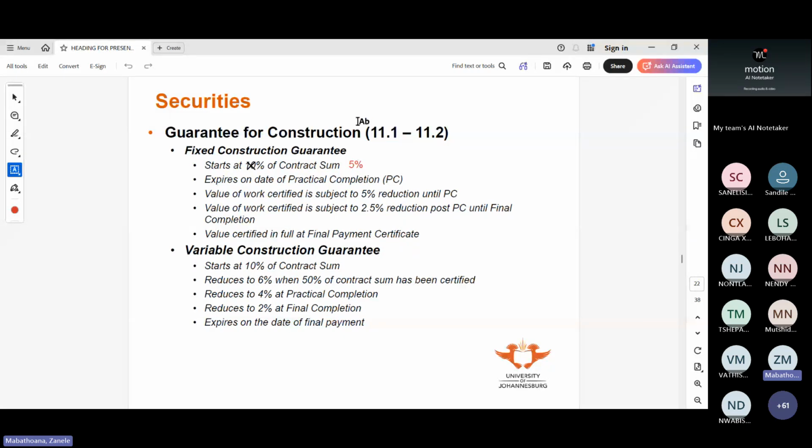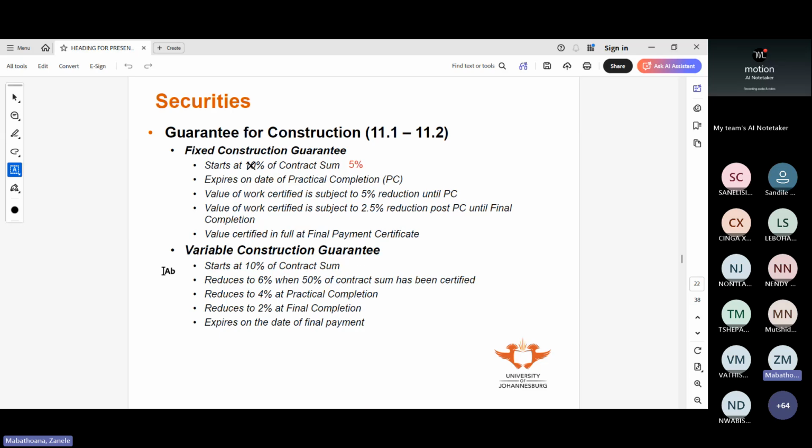And then with regards to payment reduction, at practical completion, we give 2.5%. So we give half the payment reduction, or half the retention. So at practical completion, the contractor will get 2.5% of the 5% retention plus his fixed guarantee. And then at final completion, we release the entire payment reduction. So then the contractor has everything.